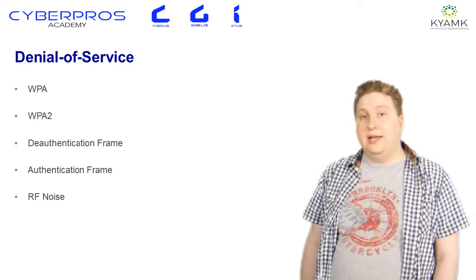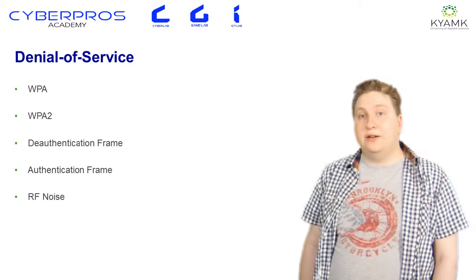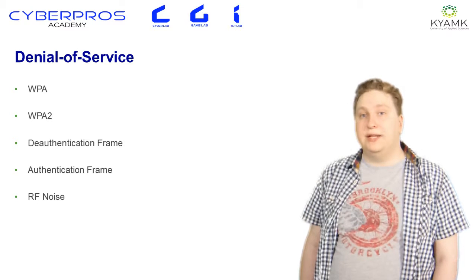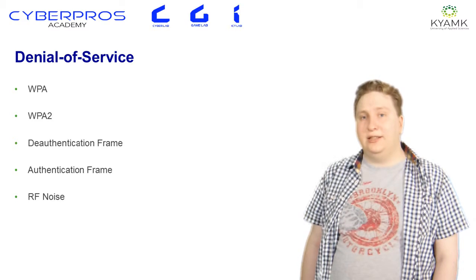The de-authentication frame de-authenticates a client from an AP, and an attacker can forge a packet with a source address of a specific client, which will then de-authenticate that client.